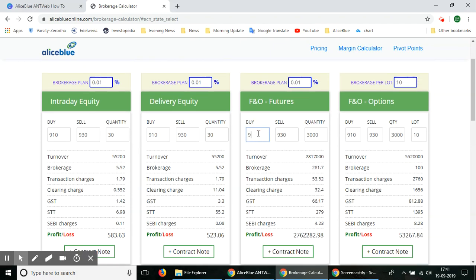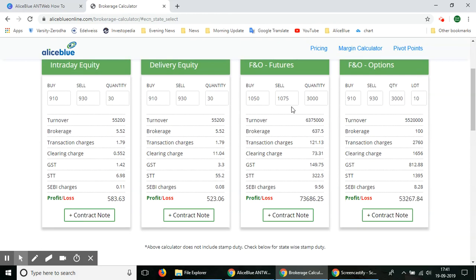Say we want to change the quantity. Let's say it's at 1050 rupees, and then we sell the same stock at 1075. So we can see that the numbers change as we type in the example. So you can see how your trade will get affected and how much charges will be levied with each of your transactions. If you have any doubts, you can always come to the brokerage calculator of Alice Blue to figure it out.